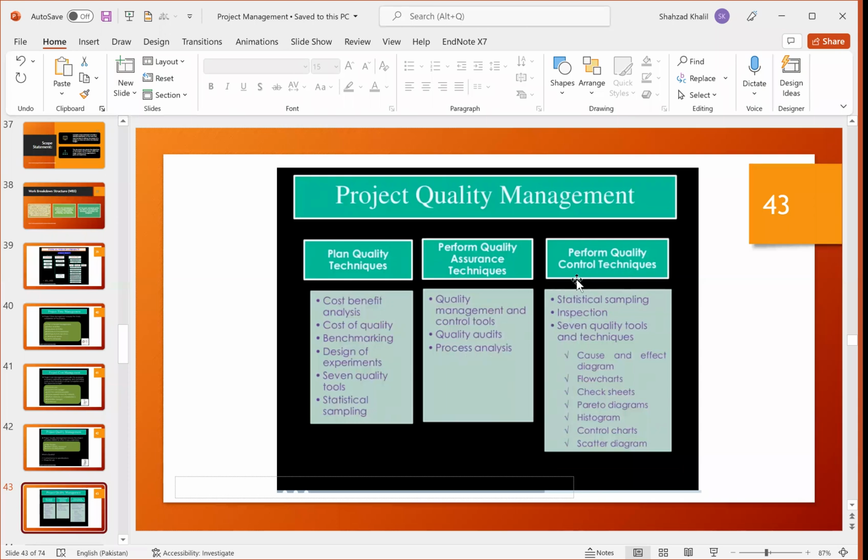Then the perform quality control techniques. These are statistical sampling, inspection, and the seven quality tools and techniques, which are cause and effect diagram, flow charts, check sheets, Pareto diagrams, histograms, control charts, and scatter diagrams.